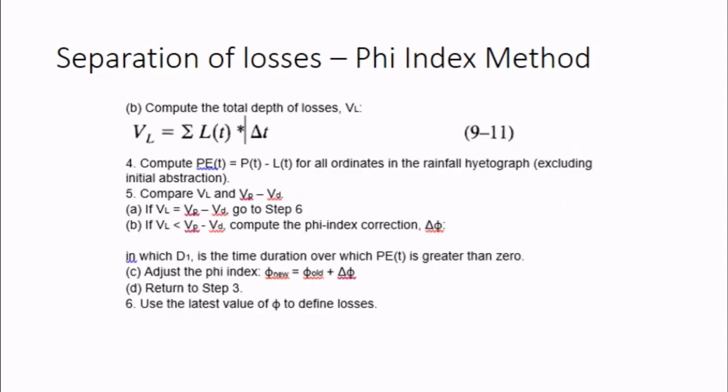And then, compute the total depth of losses. Okay, so the depth of loss is the summation of S sub T multiplied by delta T. Compute E sub T is equal to P sub T minus L sub T for all ordinates in the rainfall hyetograph excluding initial abstraction. And then, number 5, compare V sub L and V sub P minus V sub D. Use the latest Phi to define losses. Actually, it is hard to read, but let's explain it in an example.